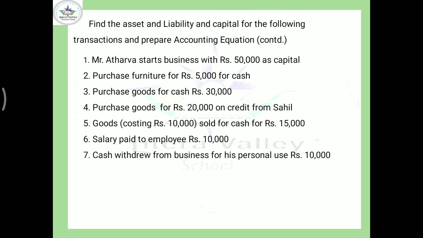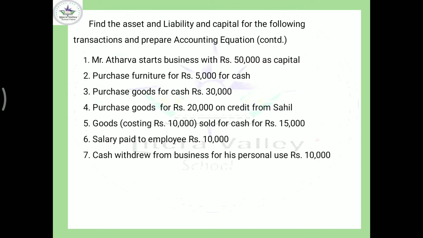Goods costing 10,000 sold for cash rupees 15,000. So I think you have studied the formula to calculate profit in arithmetic in standard 7 or 8, if I am not wrong. So what do you mean by profit? Profit is equal to SP minus CP, selling price minus cost price. So simply you can calculate it with reference to that. Here the selling price is 15,000 and goods cost is 10,000. So the profit earned by the business is 5,000.